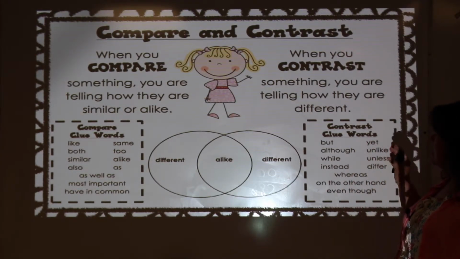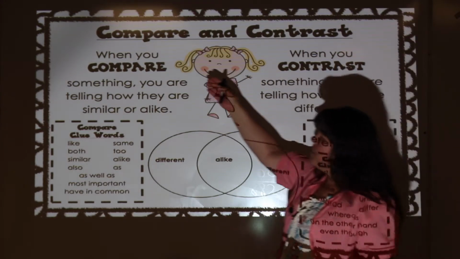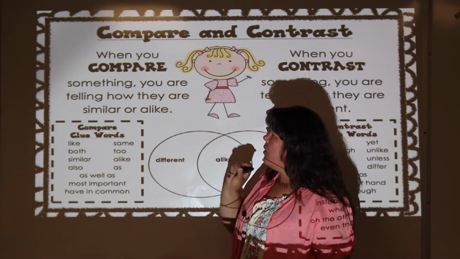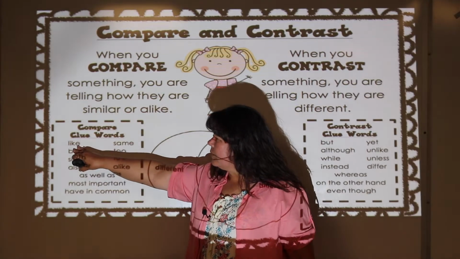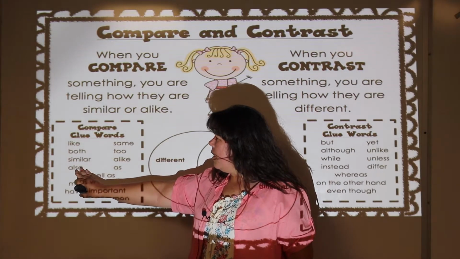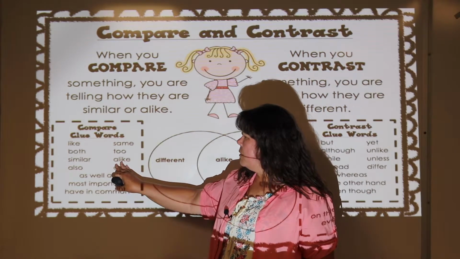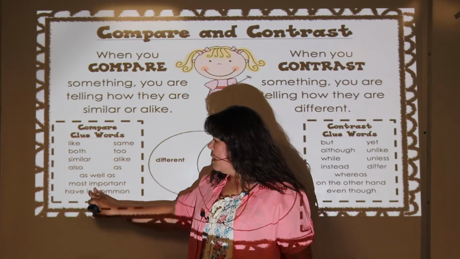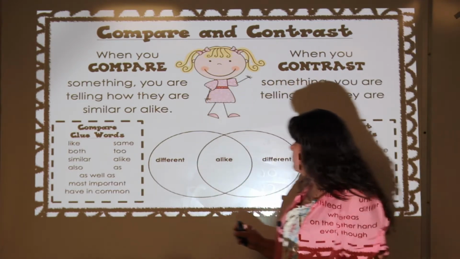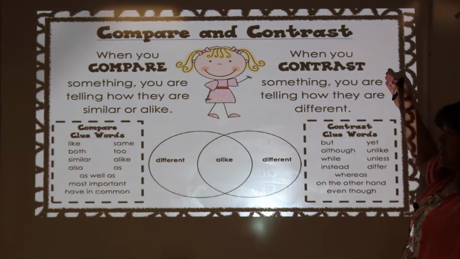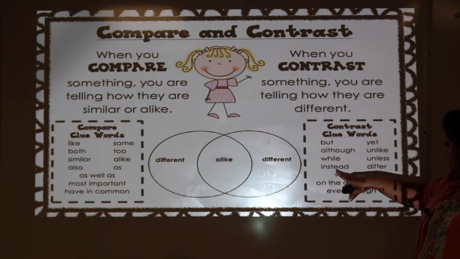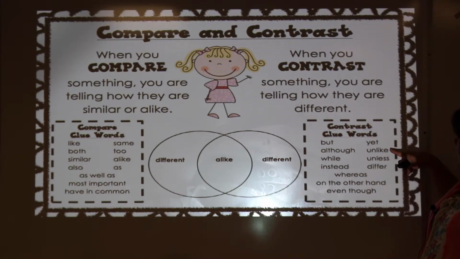But this kind of helps us to see some very important things. When you're comparing, you are telling how they are similar or how they are alike. Clue words are things like both, similar, also, same, too, alike, as well as, most important, have in common. When we're contrasting, we're telling how these things are different, like a cat and a dog. Clue words are although, while, instead, yet, unlike, unless, differ, whereas, on the other hand, and even though.